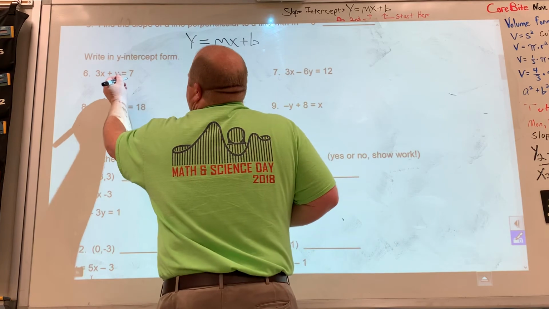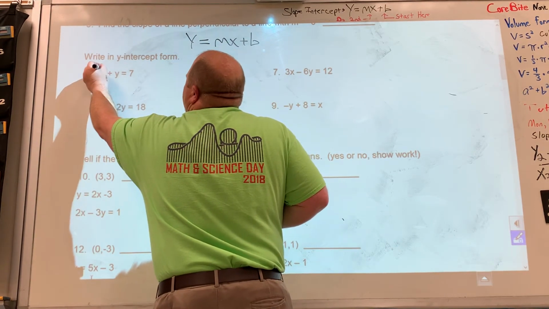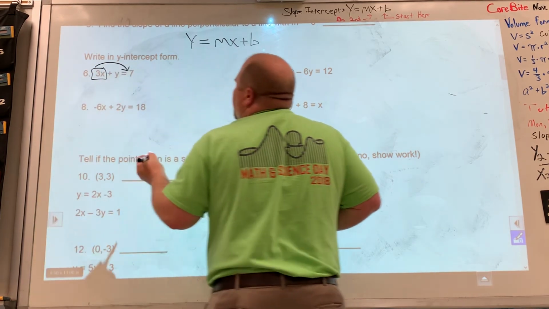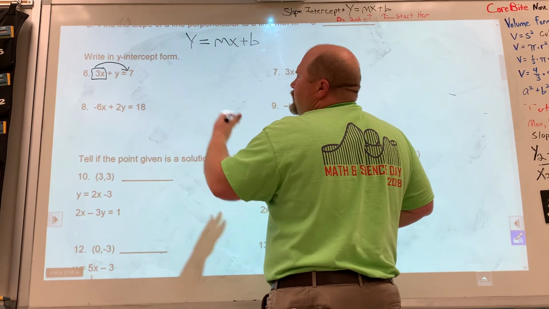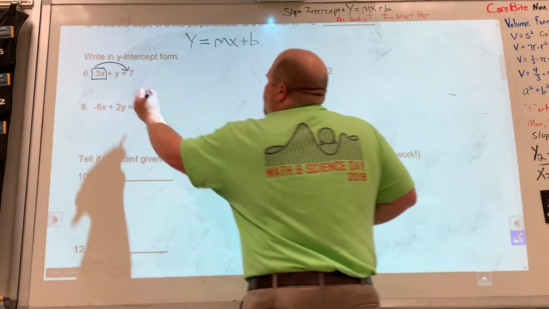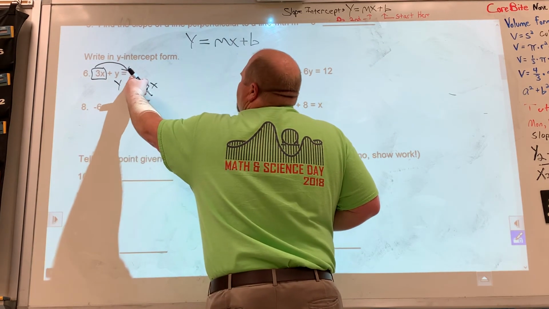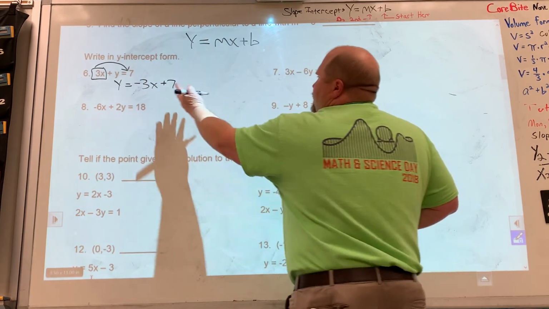So in this case, the equal sign is here, the y is to the left, so it's okay. But I have 3x right here. It needs to be on the right-hand side of the equal. The only thing that you have to remember is that if you move something all the way to the other side of the equal sign, it must change signs. So this becomes y equals -3x. The 7 was already on the right side, so it just remains a positive 7. And that is the final answer.